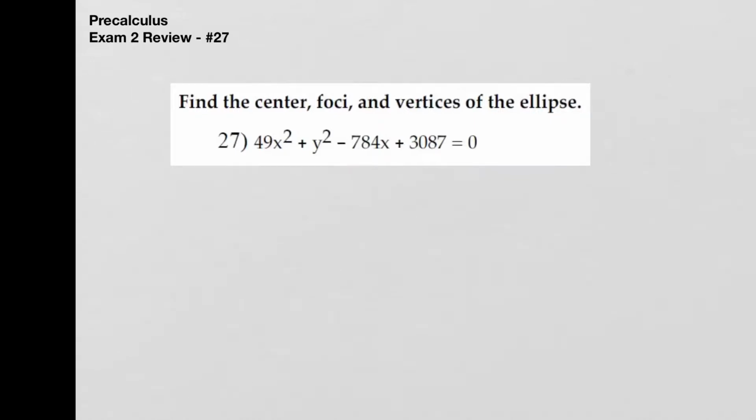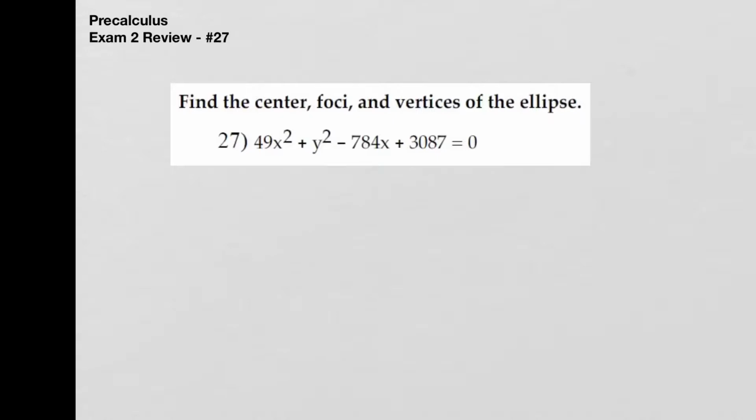In this problem, I need to find the center, foci, and vertices of the ellipse that's given here. We have 49x squared plus y squared minus 784x plus 3087 equals 0.